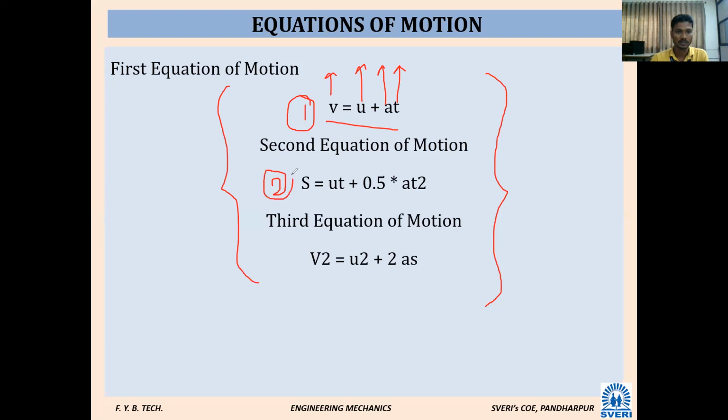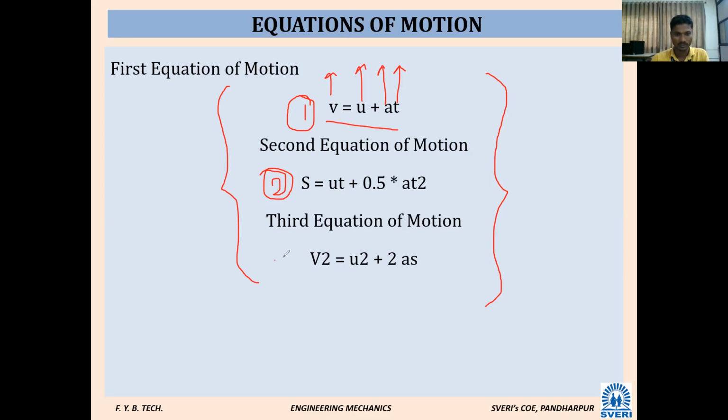What is the second equation? Displacement. U is initial velocity. What is that equation? S is equal to UT plus half AT square, or 0.5 AT square. 0.5 असं म्हणायचं ना. एक तर हाफ तरी म्हणा नाही तर 0.5 तरी म्हणा. S is equal to UT plus 1/2 AT square. Likewise it is called.